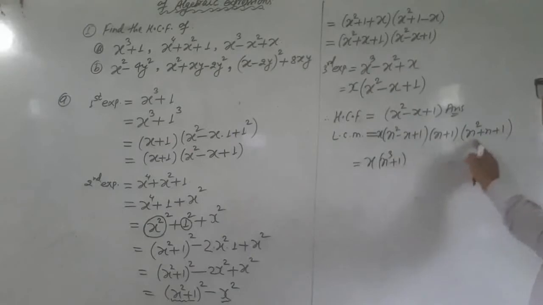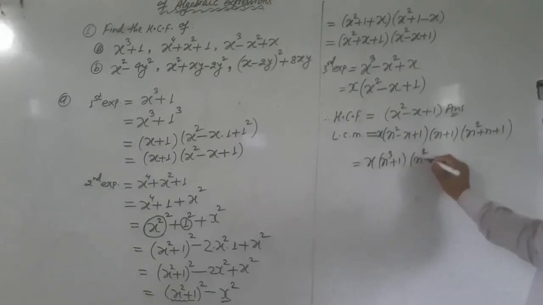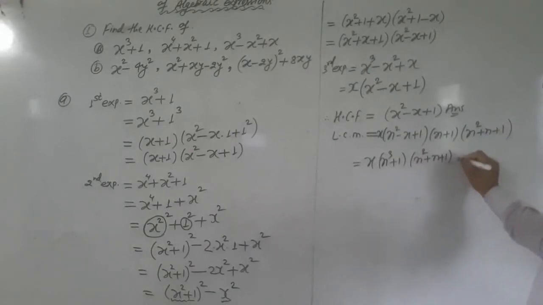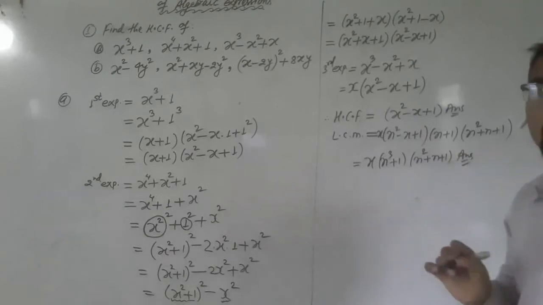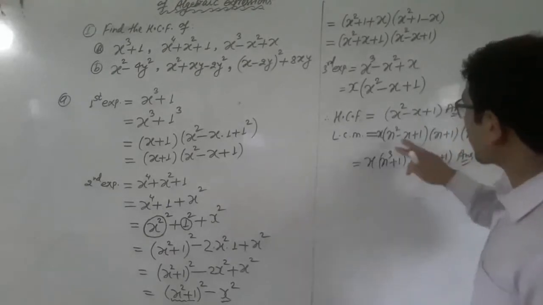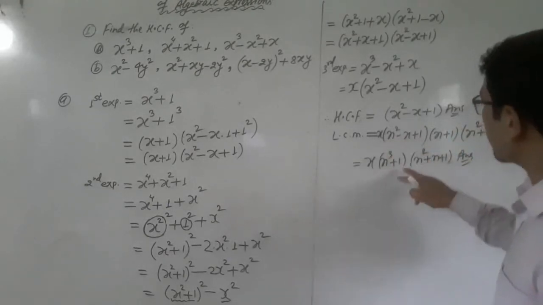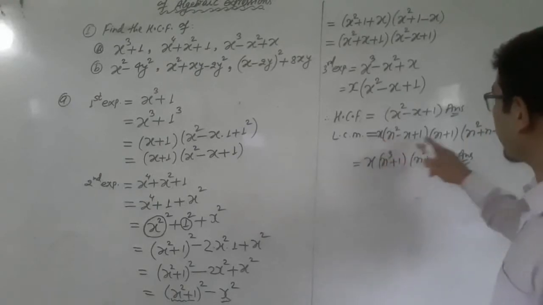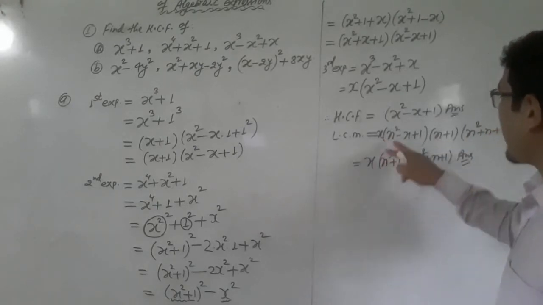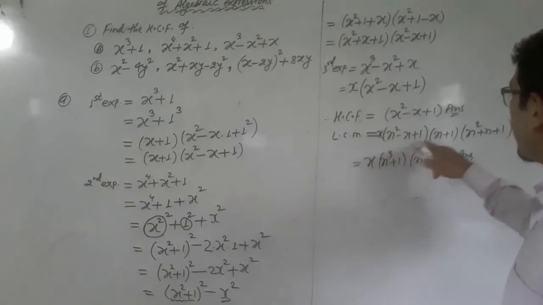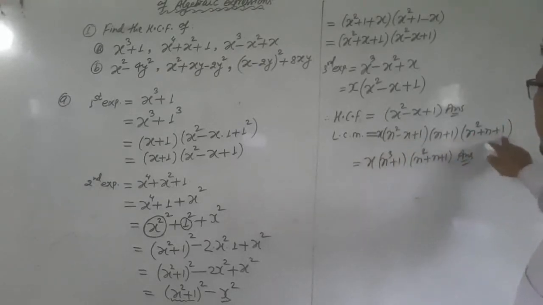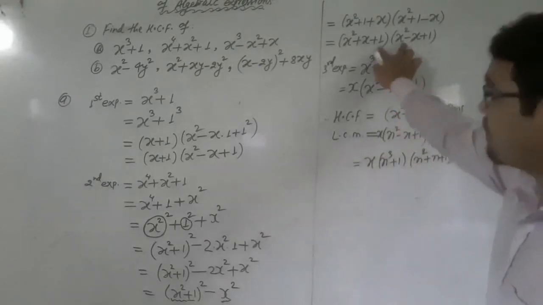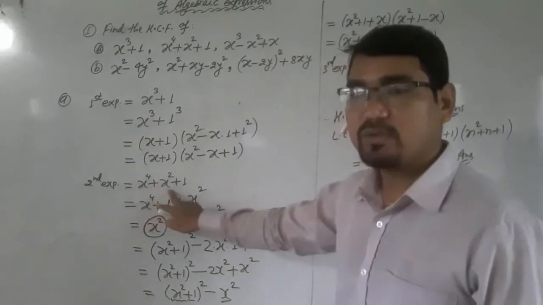And this another one is x square plus x plus 1. We can write, this one is our answer. So students, sometimes you can write, if not this line, then another, you can write x into x plus 1 as it is, and x square minus x plus 1 into x square plus x plus 1. These two are the factors of x power 4 plus x square plus 1.